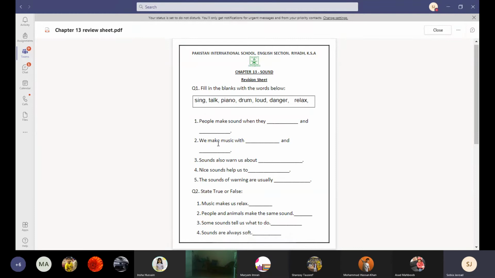Sing and talk. We make music with dash and dash. What can you use to make music? From the word bank, choose the words. Piano, drum. We make music with drum and piano. Sounds also warn us about what?